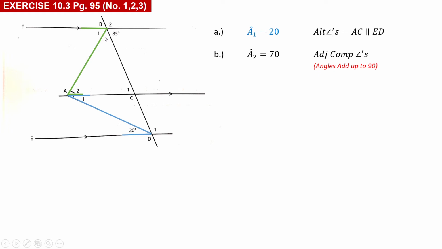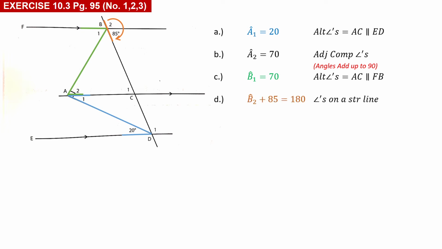Right, then from there they wanted you to calculate B1. There's alternating angles there again. If this is 70, then that's 70, so B1 is 70 degrees. B2, you could have used angles on a straight line, so B2 plus 85 gives me 180. Calculate that, and you're going to get that B2 is equal to 95.